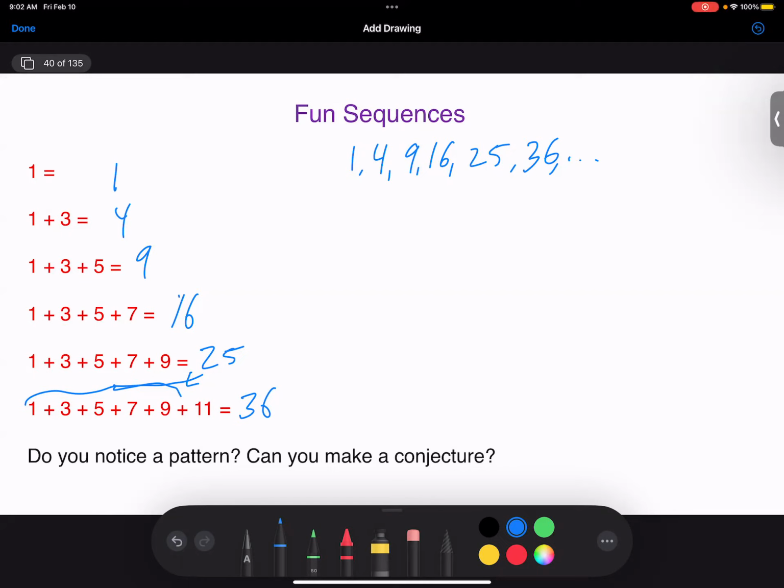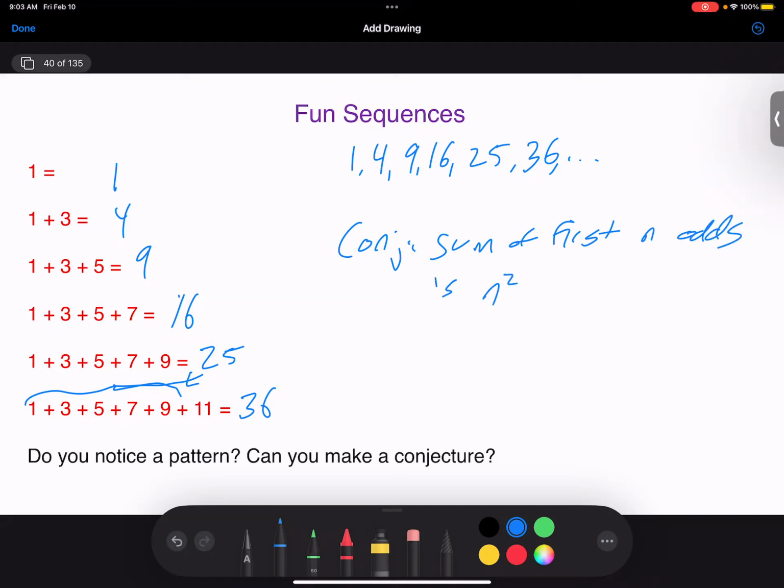And is there anything you notice about the number of terms on the left? Yes. It's the number squared. The first one is 1, it's 1 squared. The second one is the first 2 odds, it's 2 squared. The next one is the first 3 odds, it's 3 squared. So we now have a conjecture. The conjecture is the sum of the first n odds is n squared.